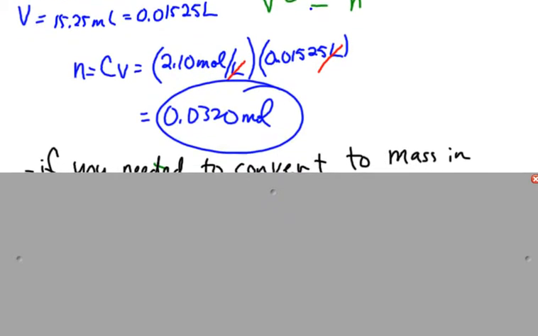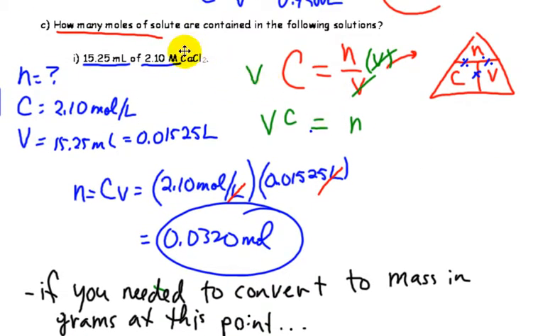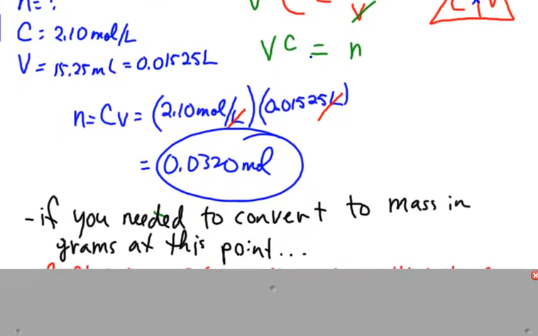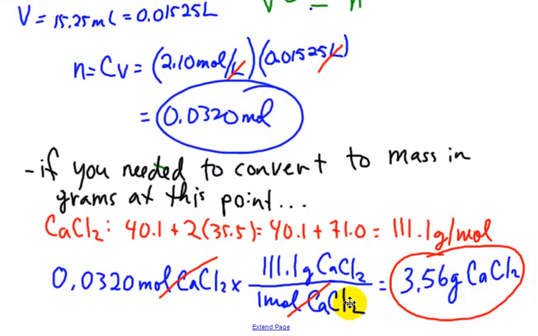Now, as I mentioned before, quite often we need to figure out how many grams of solute there is. So I just added a further part to this question. If you needed to convert it to grams at this point, of course we need to find the molar mass of calcium chloride, CaCl2. So that's what I do here. 1 calcium plus 2 chlorides gives me 111.1 grams per mole. So then if I needed to convert moles into grams, because as we'll see in the next part, we're going to be making solutions here of known concentration, we'd have to figure out how many grams that is. So 3.56 grams of calcium chloride, if we needed to do that.